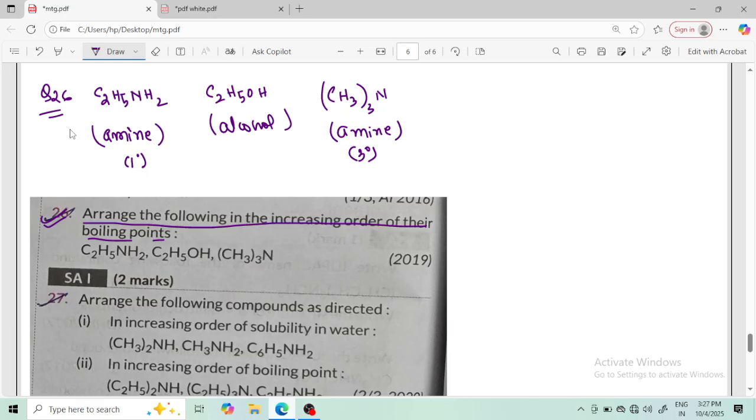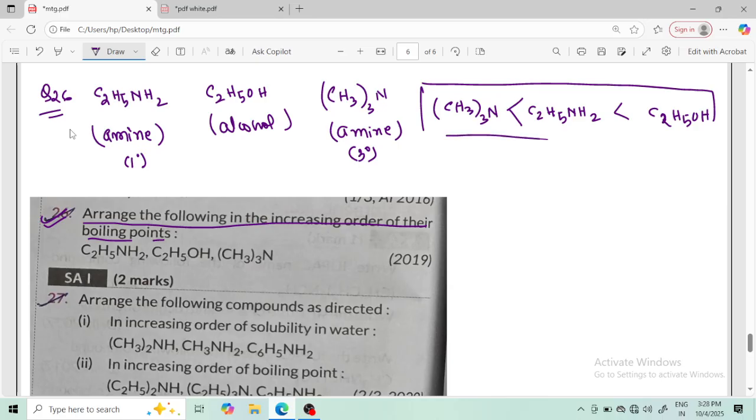So now if I just generally arrange them, I know that CH3 and then C2H5NH2 is clearly less than that of C2H5OH. I am not doing the arrangement of amine molecules first. I am just arranging it as alcohol versus amine. So I know that alcohol always has more boiling point than amine, right? Now here I will be using the concept of amine. So 1 degree amine has more boiling point than 3 degree amine. So that's the answer for this.